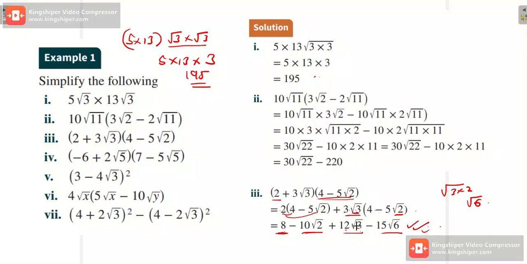This is root 6. It's different from root 3, and this is also root 2. So we can't add them, and this 8 is a natural number. So basically, this is the simplified form. We can't continue. We leave our answer here.